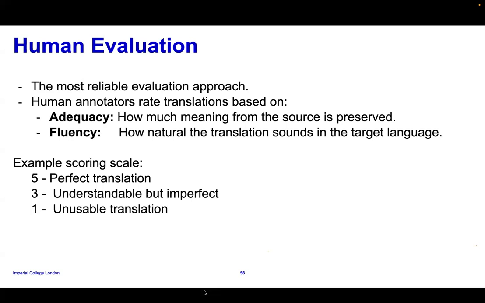Fluency: how natural is it, like human translation? You can say from 1 to 5, choose fluency. So these are the most reliable ways to evaluate machine translation, right?